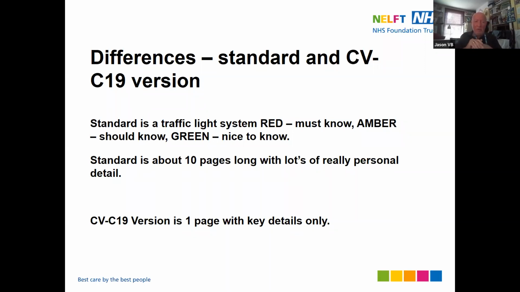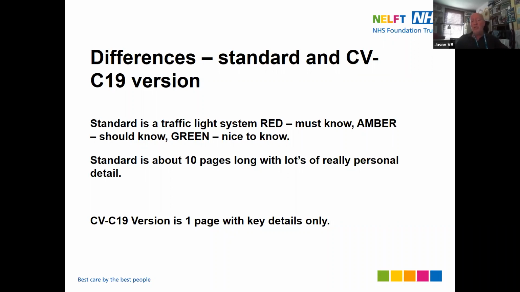The standard hospital passport is divided into three sections, and you noticed on that front page I showed you that you've got this red, amber, green traffic light system. Red is things that you must know about this person, and right up front there's stuff about communications, and again that picks up on what Nicola was saying about pain. It's really most important to understand how this person communicates. I'll come back to that.